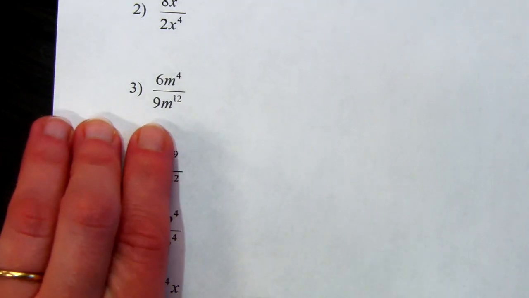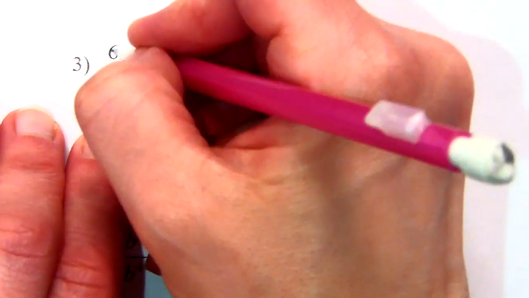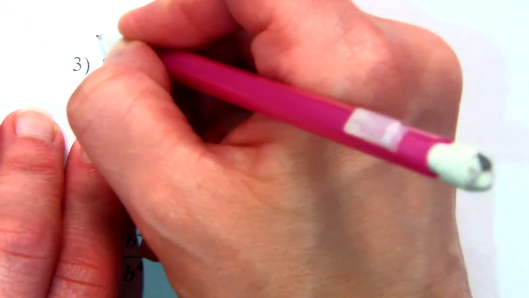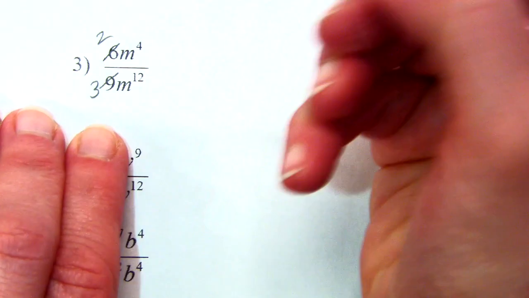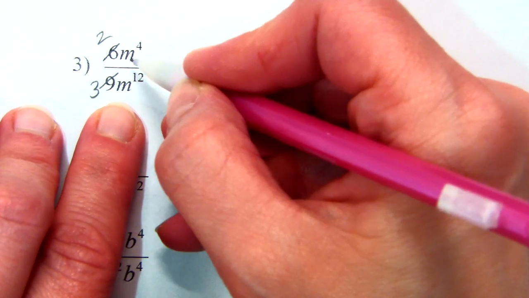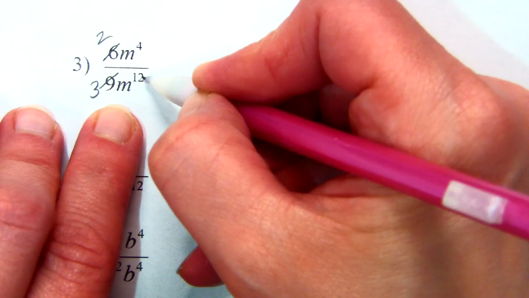So go down to number 3. We want to look at something that's a little different. So 6 over 9, regular fraction, divide by 3. So that gives me 2. Divide by 3 gives me 3. And then I have m to the fourth on top and m to the 12th on the bottom.